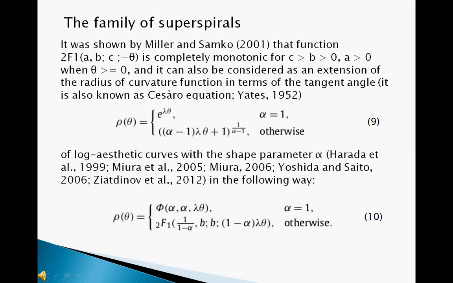For the family of superspirals, Miller and Samko have shown that the Gauss hypergeometric function is completely monotonic for c greater than b greater than 0, and when the tangent angle theta is greater than or equal to 0. The radius of curvature of logaesthetic curves is shown in Formula 9. Formula 10 extends this function. For the case when alpha is equal to 1, the Thomas function is used.